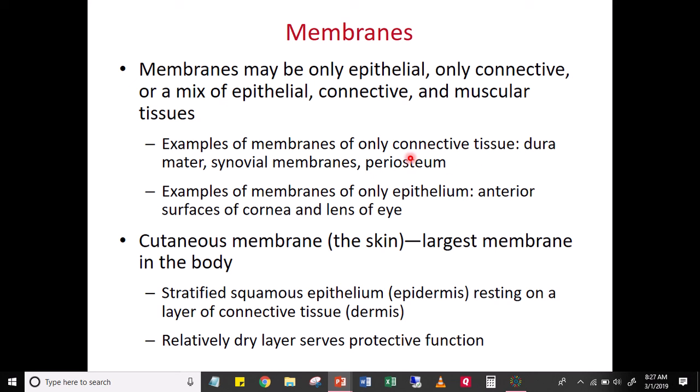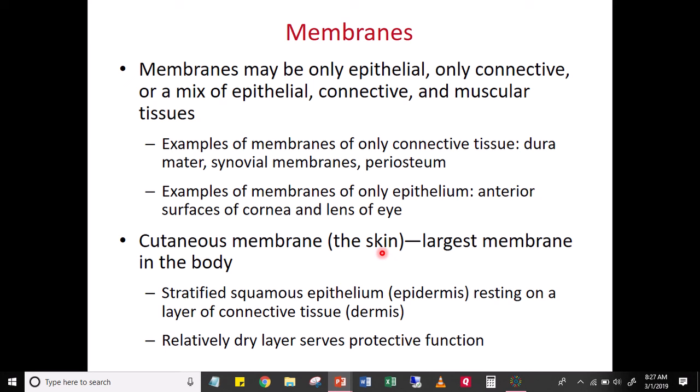We also are going to have epithelial-only membranes. Think, for instance, the cornea of the eye or the lens of the eye. Those are epithelial-only membranes. And then we can have the skin, which is kind of a membrane and an organ all at the same time. It's an organ because it has multiple tissue types working together for the same purpose. It's also a membrane because it serves as a barrier in our bodies.